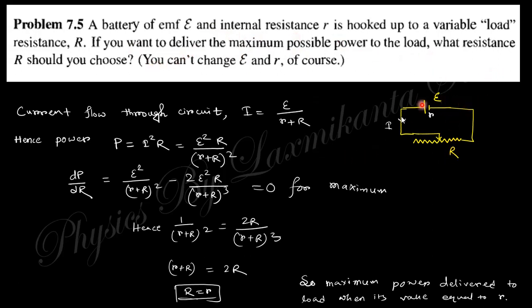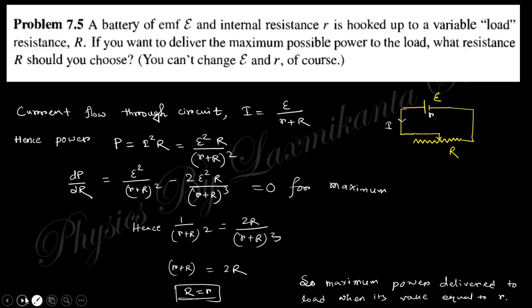So this will be the current of this circuit, EMF by total resistance. So the power will be I squared R, and this power will be maximum, so the derivative will be 0. If you take this derivative with respect to R, this will be 0, and from this you can easily find that R equals r. That means the power will be delivered maximum to this load when this small r is equal to capital R. When these two resistances are equal, then the maximum power is delivered to this load from the battery.